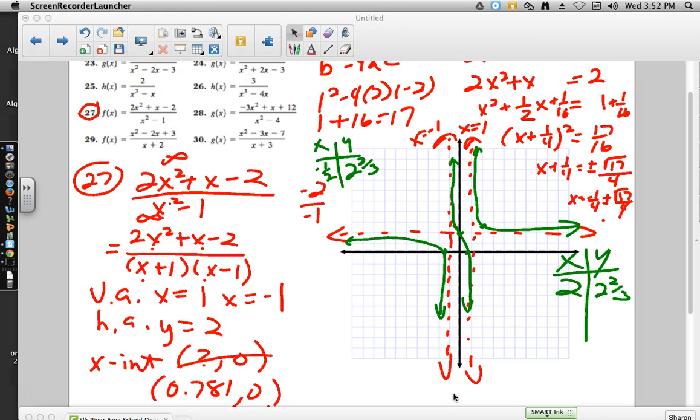So 27 is done. This has been nothing but interruptions as I try to do these 20 minutes later and I have 2 graphs done.